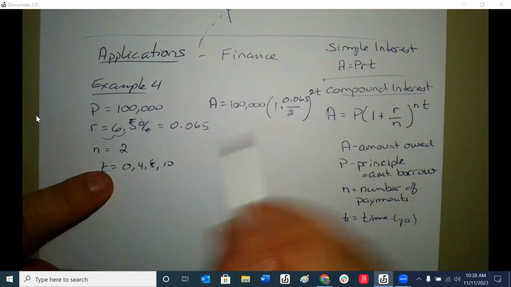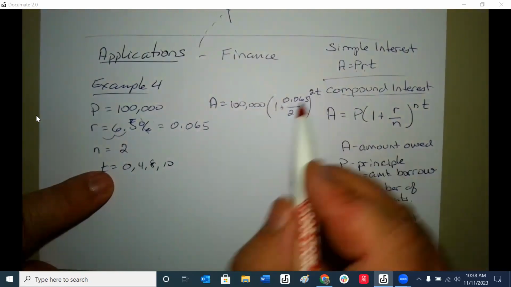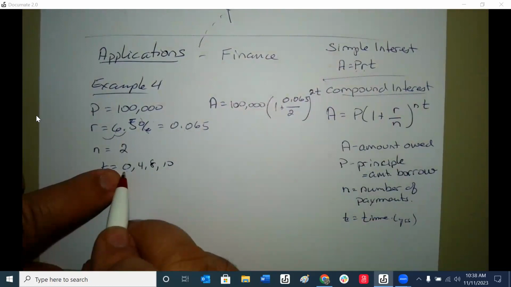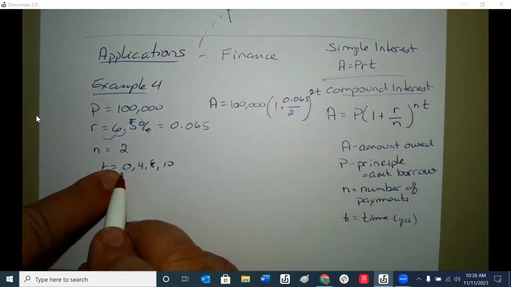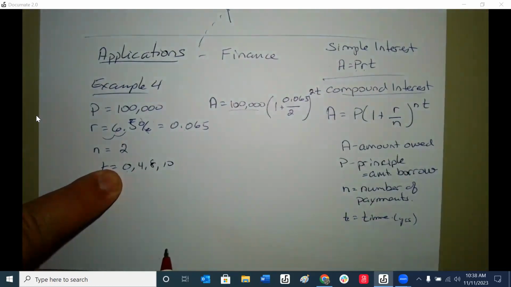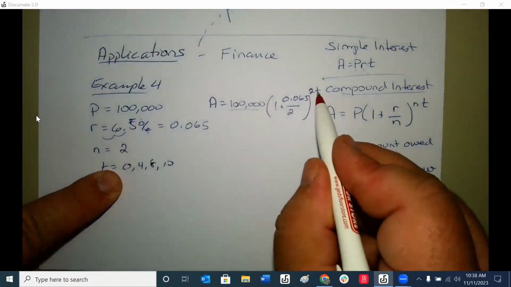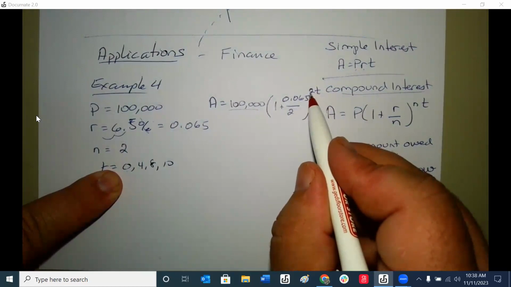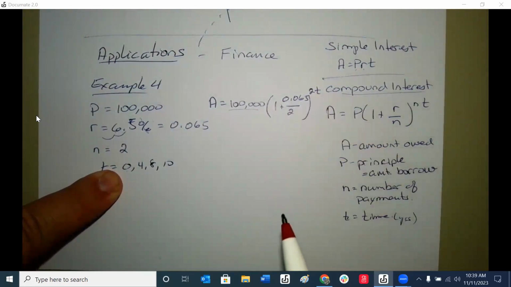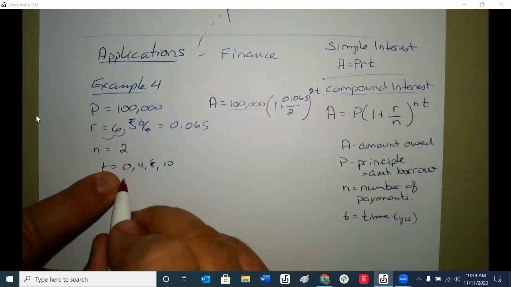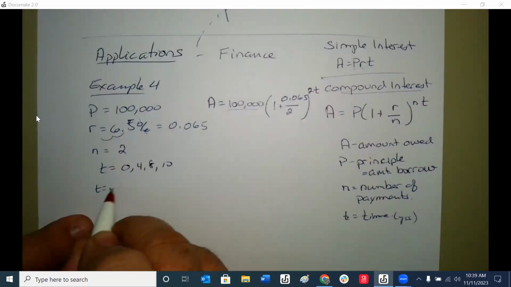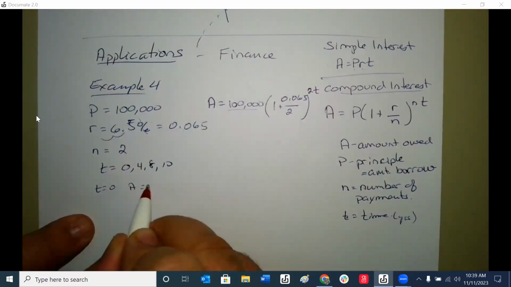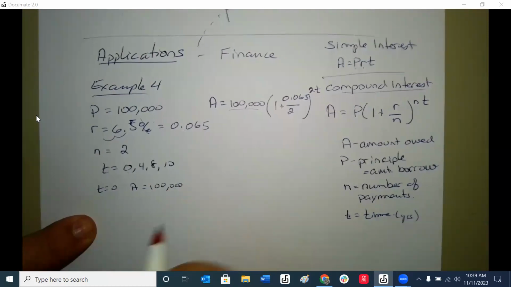So the first time you put 2 times 0, so it's 0. So if at 0, even before the first week, you only owe $100,000, because 2 times 0 is 0. Anything to the 0 power is 1. And 1 times 100,000 is 100,000. So at t equals 0, the annuity is $100,000.